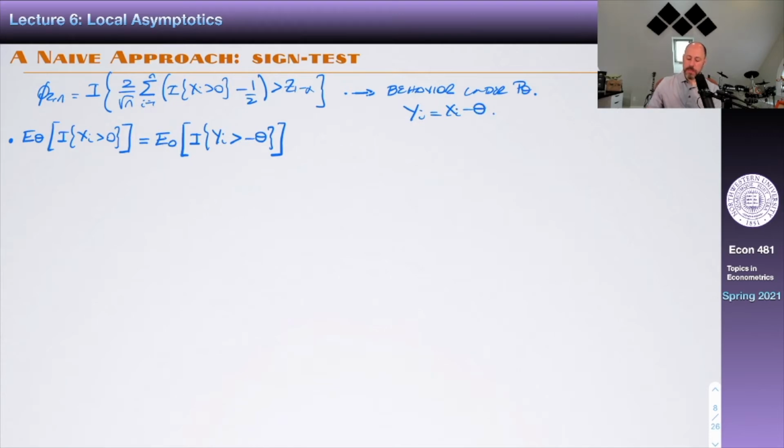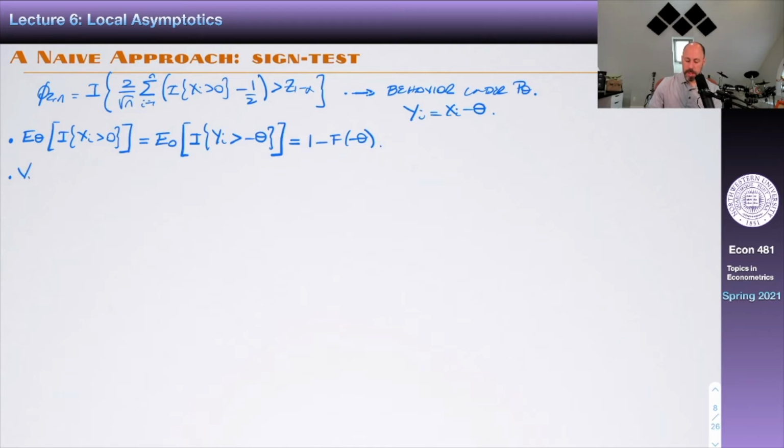And so now this is 1 minus F of negative theta, right? Because this is the distribution under the null, and F, we said, is the CDF of little f. So that's the case. Okay, fine. This is no longer a half because we don't know what theta is. It could be anything that is not 0. Let's look at the variance.